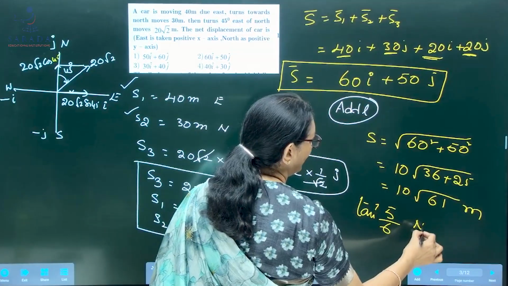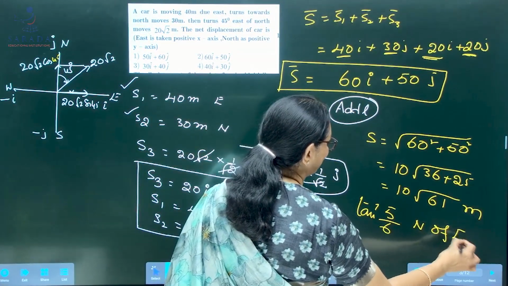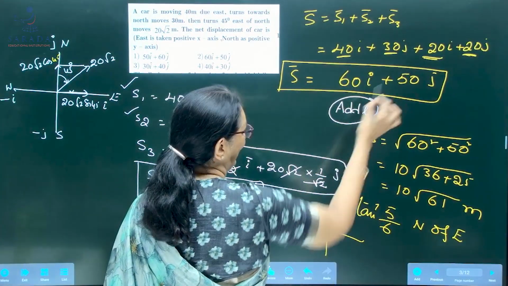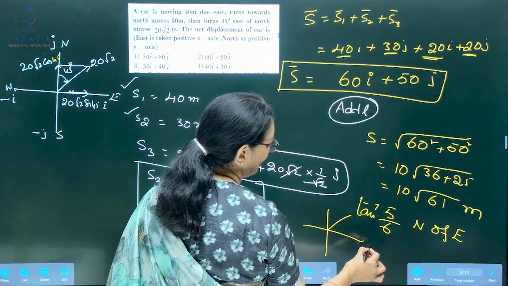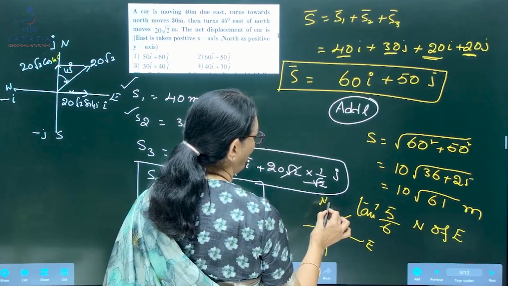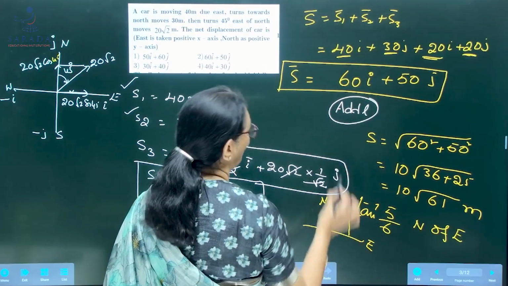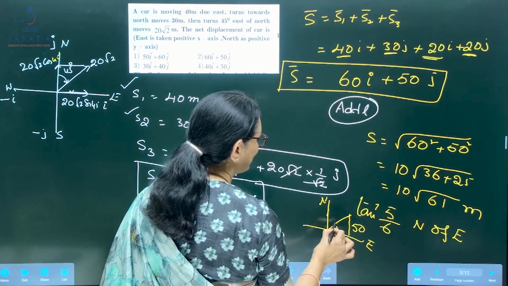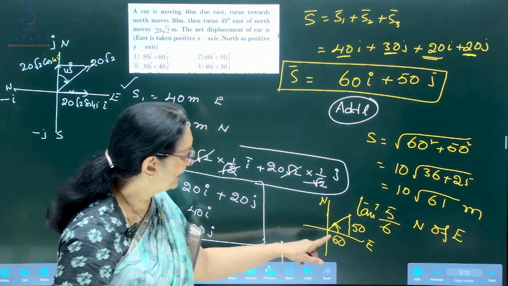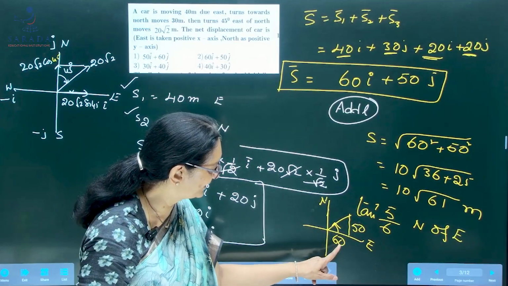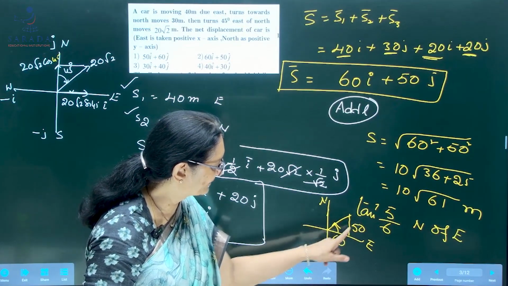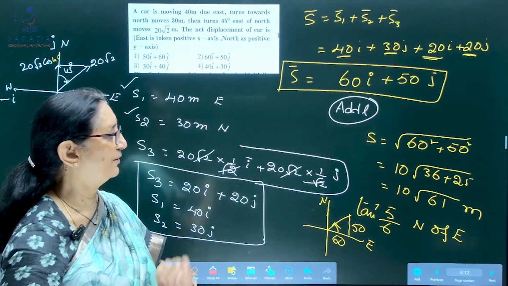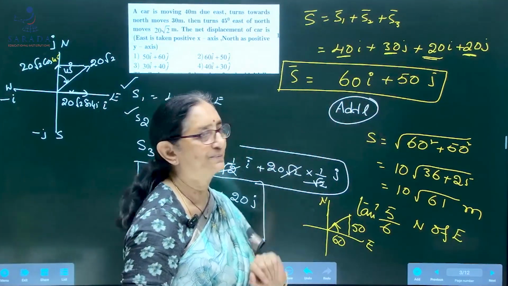j is north, so north of east. See how I could tell? Look, i and j. i is east, j is north. Its x component is 60, y component is 50, and this is the angle alpha. Tan alpha is opposite side by adjacent side. Tan inverse 5 by 6, north of east.